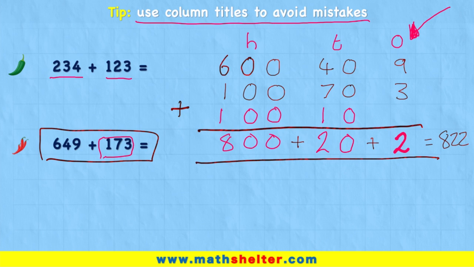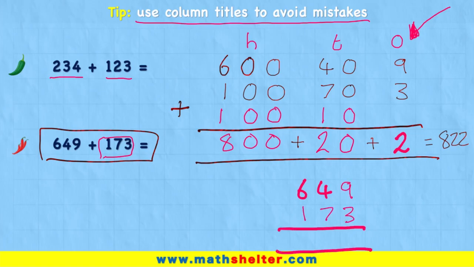And I'm going to do exactly the same thing, but this time I'm going to write just the numbers 649 added to 173. Put my answer row and my addition sign. Don't forget the tip of putting my ones, tens and hundreds. And I'm ready to begin with my smallest value, which in this case is 9 plus 3. And 9 plus 3 is 12. Exactly what we had before. 9 plus 3 was 12.